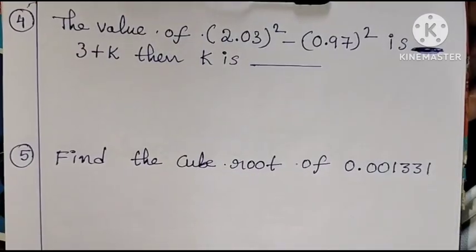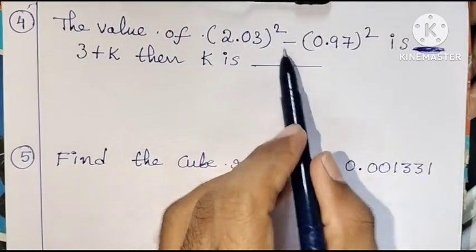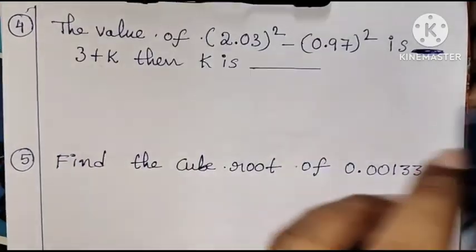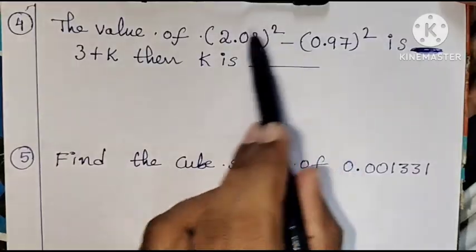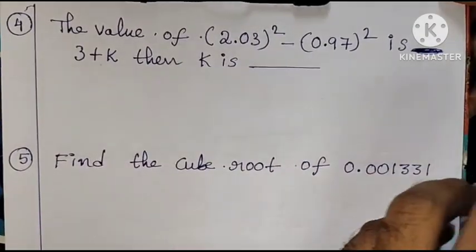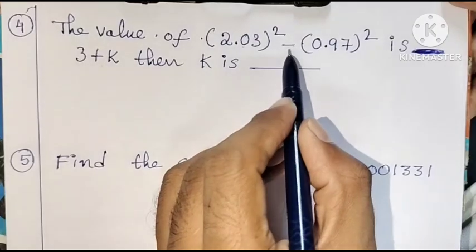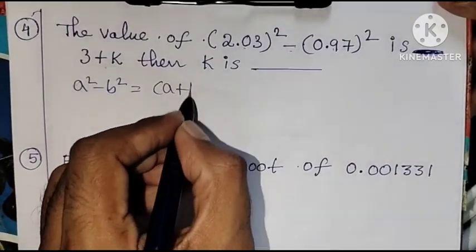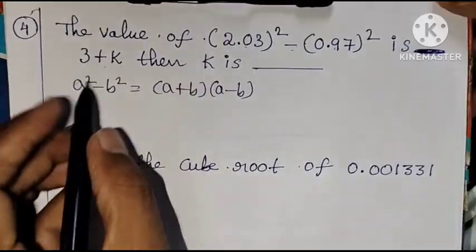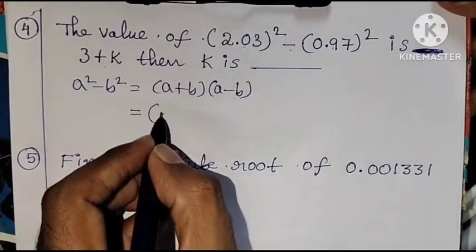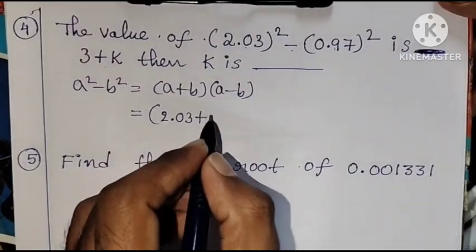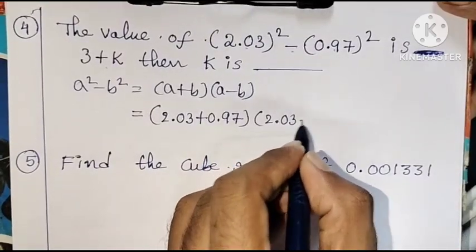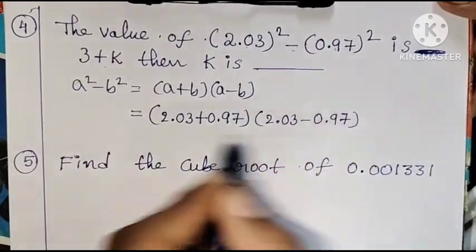Next question. The value of 2.03 whole square minus 0.97 whole square is 3 plus k. Then k is. So we need the value of this. Then we can compare with 3 plus k. Okay. So first, this is like a square minus b square. So a square minus b square is what? A plus b into a minus b. So a plus b, a value 2.03 plus b value 0.97, into a minus b, 2.03 minus 0.97.